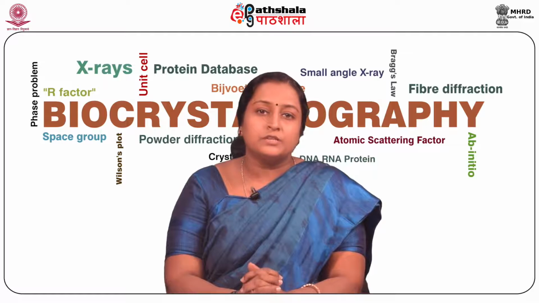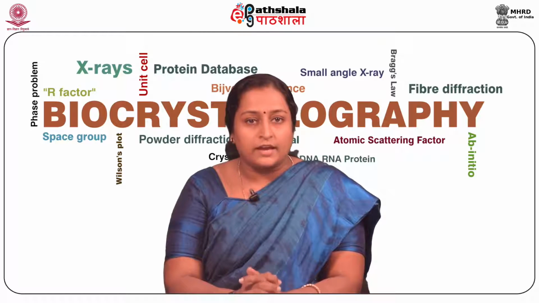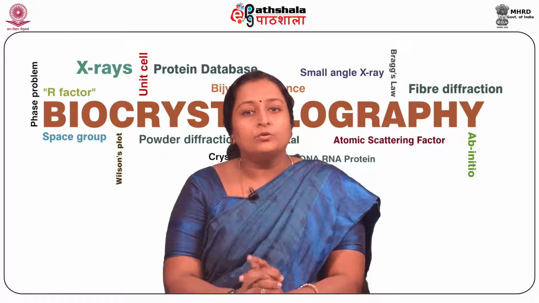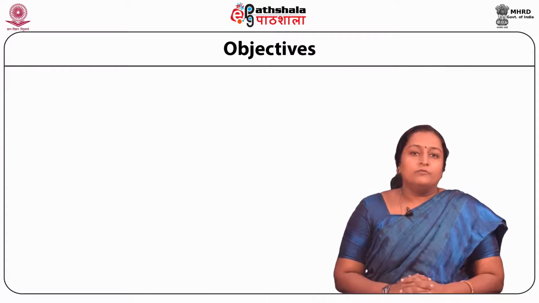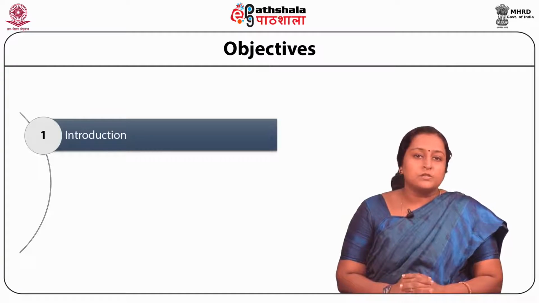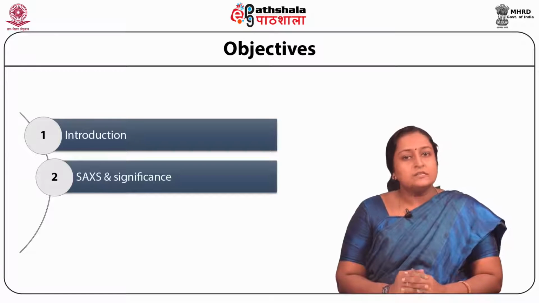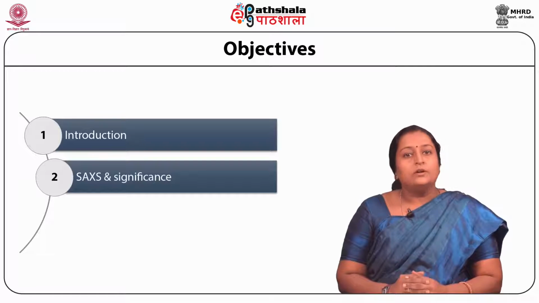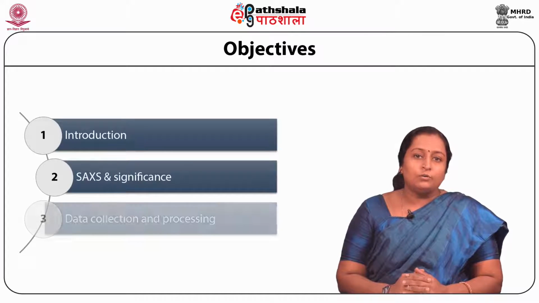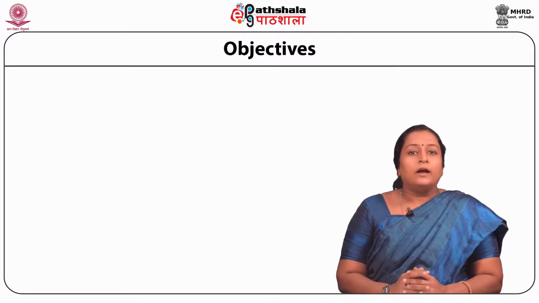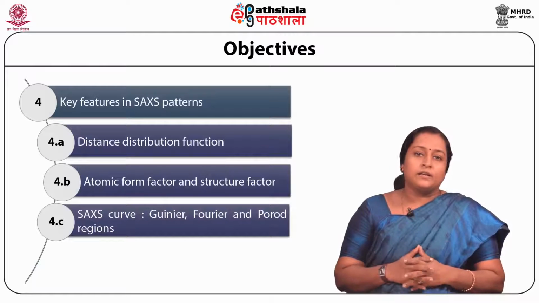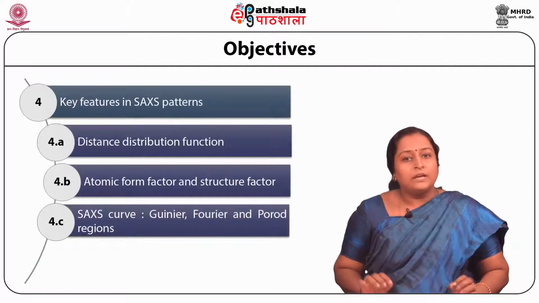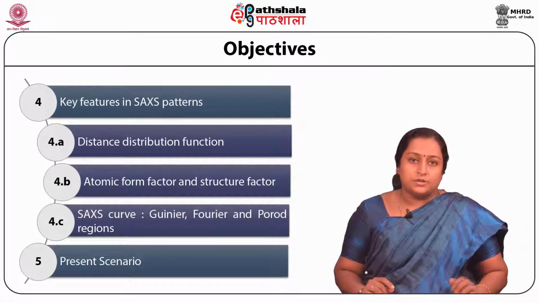The module we are going to see now is on small angle X-ray scattering from the paper Biocrystallography. The objectives of this module are: we will first have an introduction about what is small angle X-ray scattering, what is the significance of small angle X-ray scattering, what are the general protocols one has to follow while doing data collection and processing, and also what are the key features in the patterns obtained from small angle X-ray scattering, and what are the applications and the present scenario of small angle X-ray scattering. We will cover all these objectives one by one.